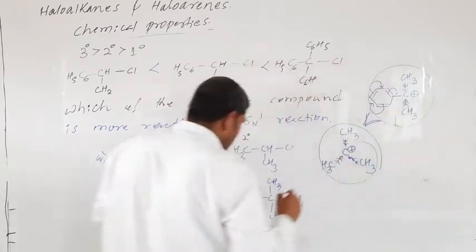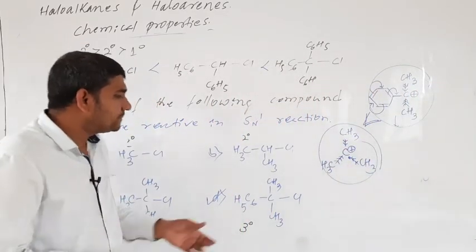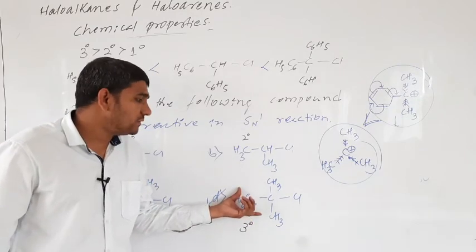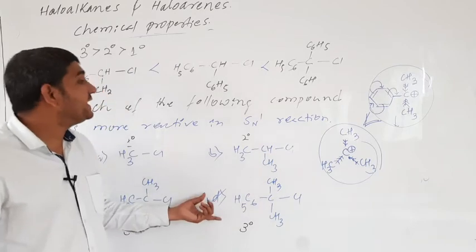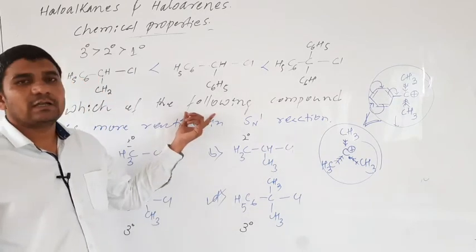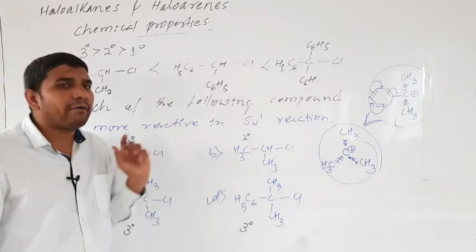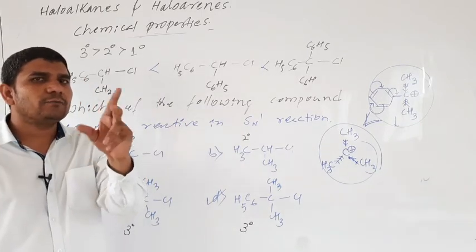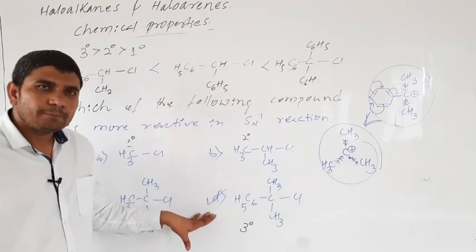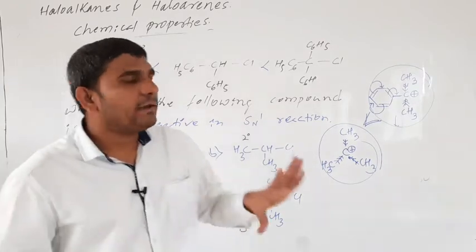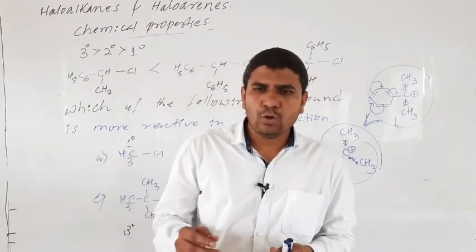That's why the rate of reaction over here in case of this compound is highly reactive. That's why D is the right answer for this question. Understood? Listen, and one more clue I have given. As the number of phenyl groups increases, the rate of reaction increases. Understood? Okay, this is regarding haloalkanes and haloarenes.